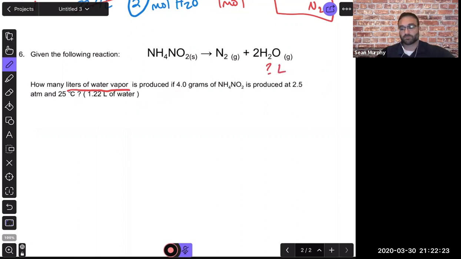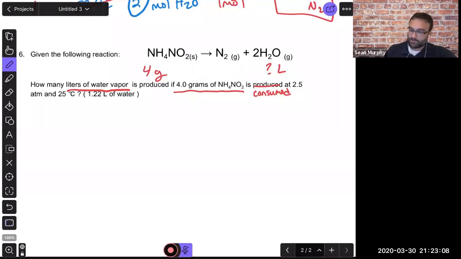Question mark liters. We know that we need to eventually get down to liters of water. Is produced if 4 grams of ammonium nitrite, 4 grams is produced, oh, that's a typo, is used, or I'm sorry, it should have said consumed, or perhaps decomposed. If 4 grams decomposed, this is the decomposition reaction.